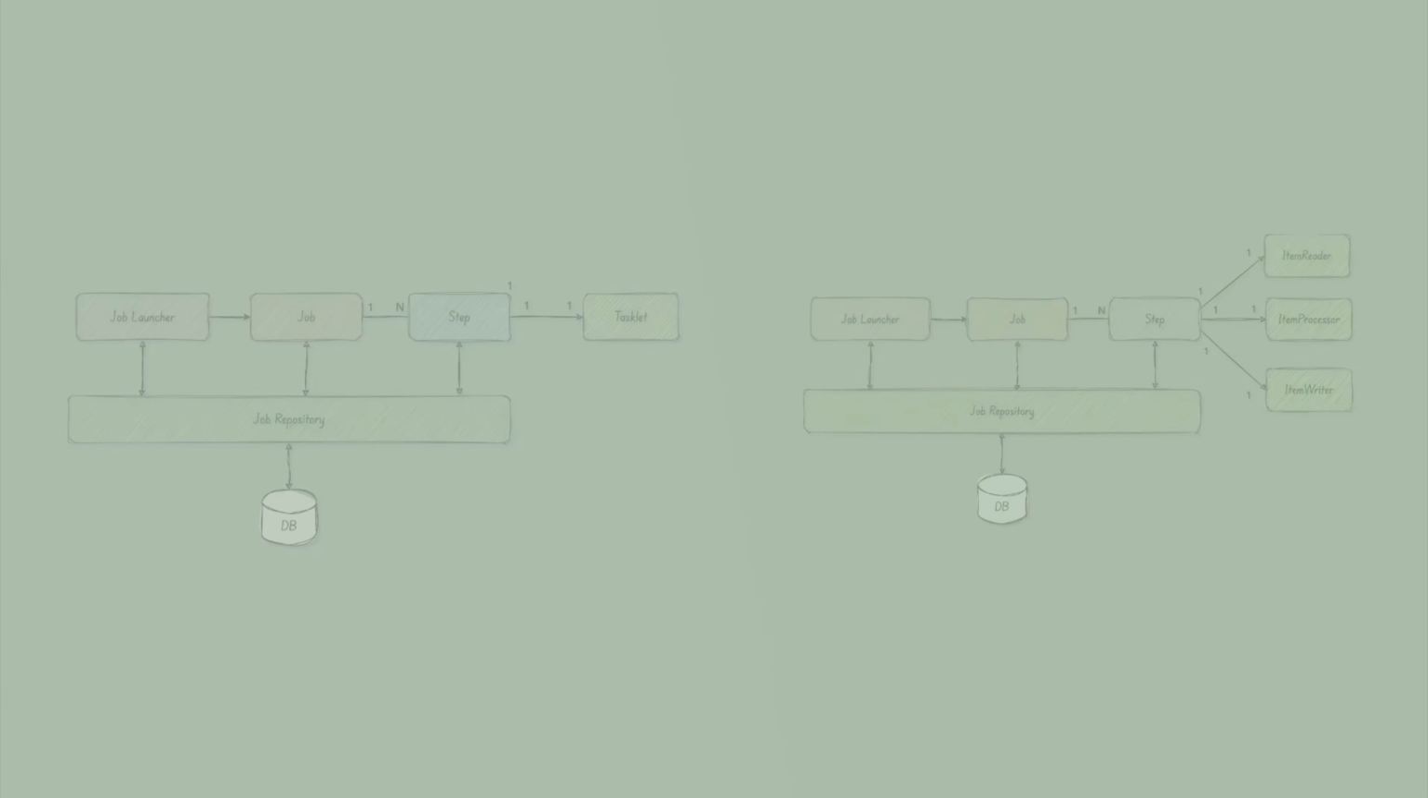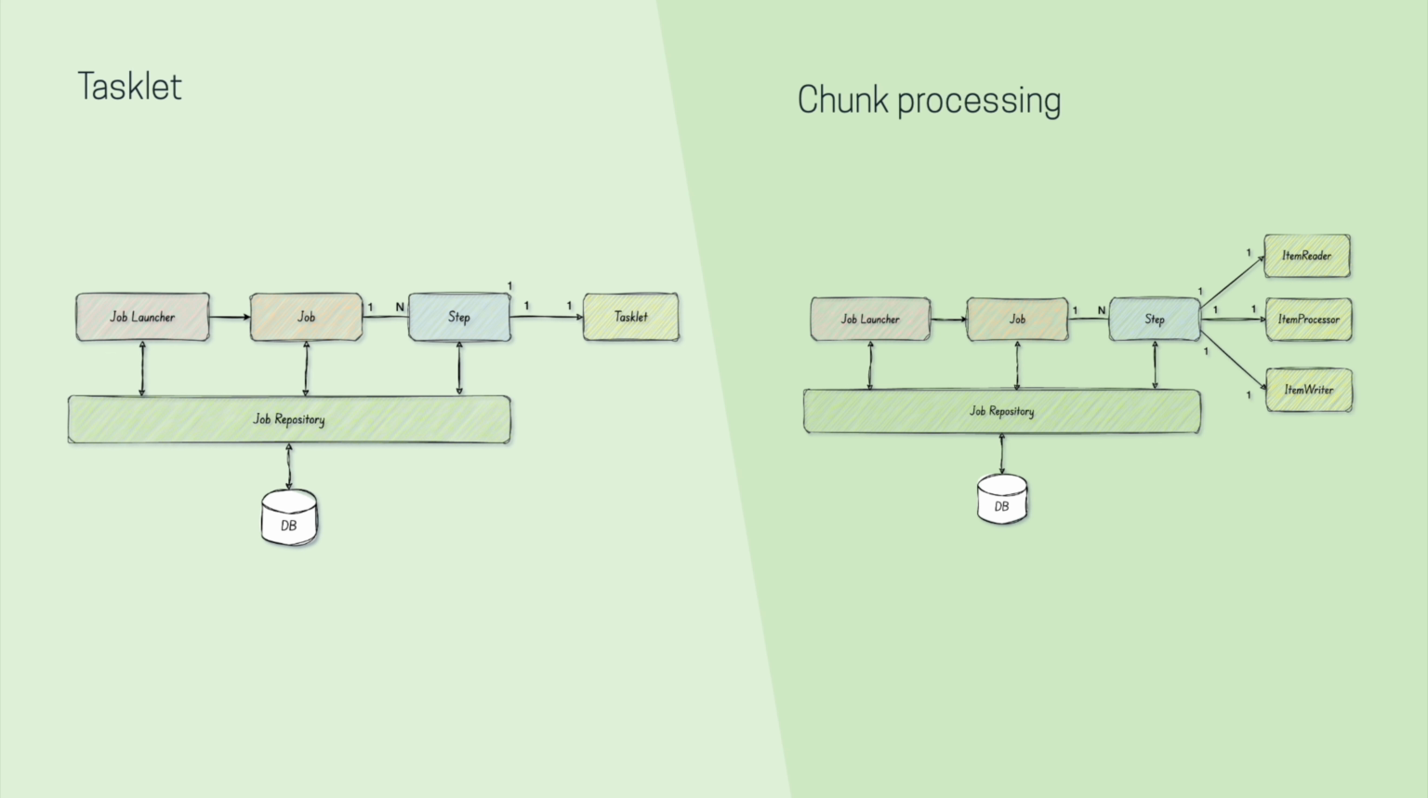Spring Batch provides two ways to implement a job. You can process the data using a tasklet or using a chunk-based approach. A tasklet is a single task within a step, and the tasklet interface basically defines a single method called execute, and the method is called once during the step execution.